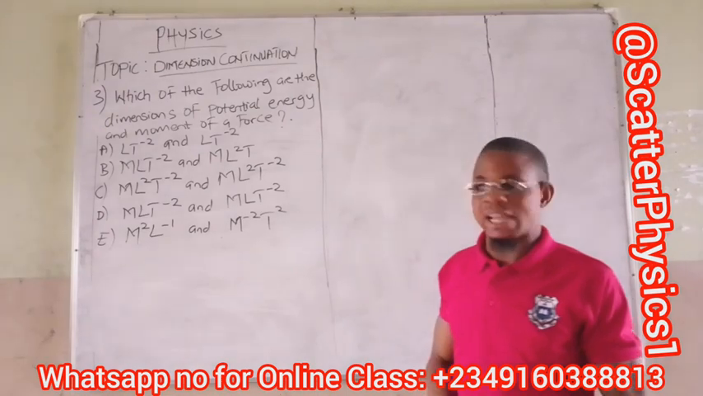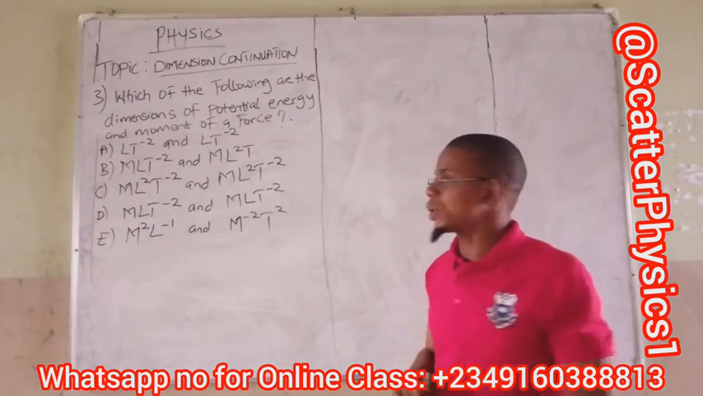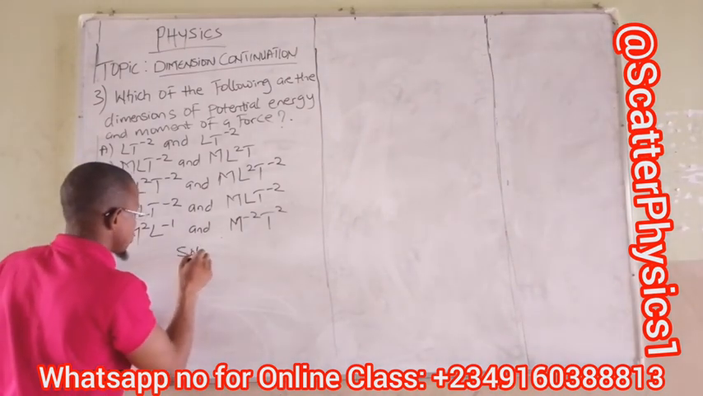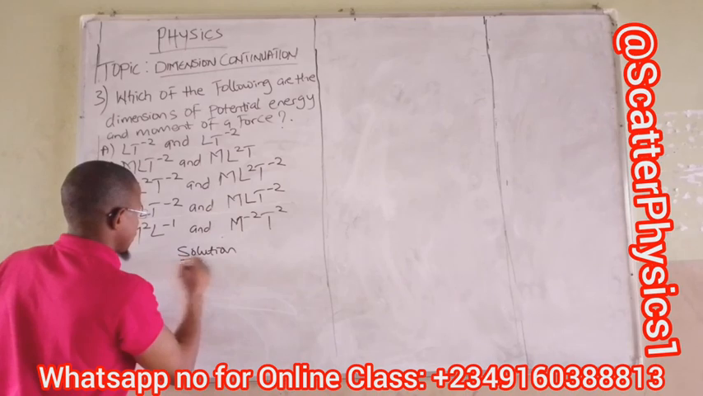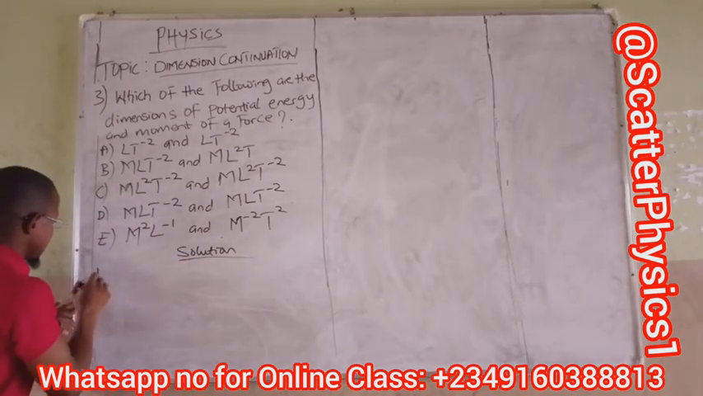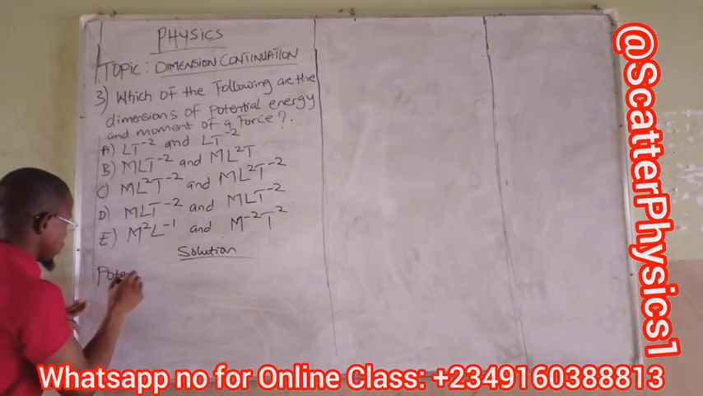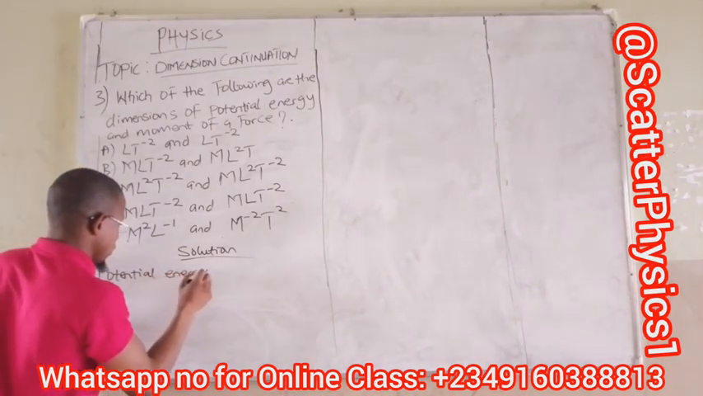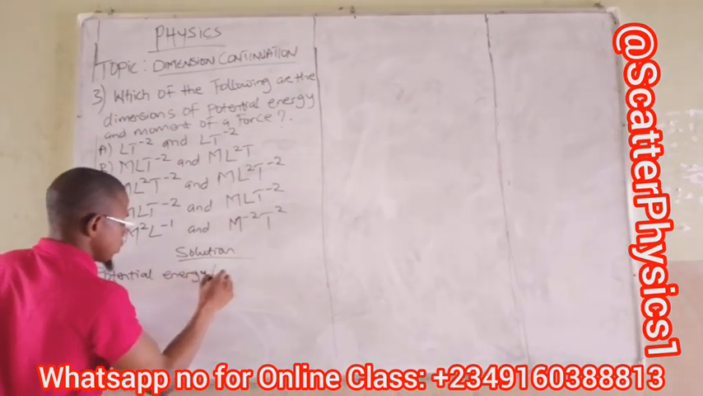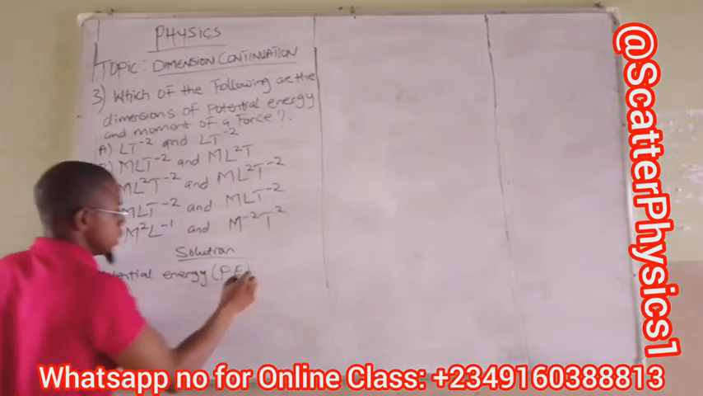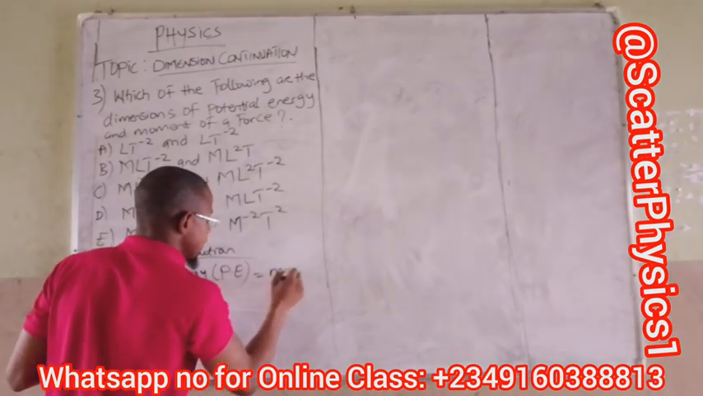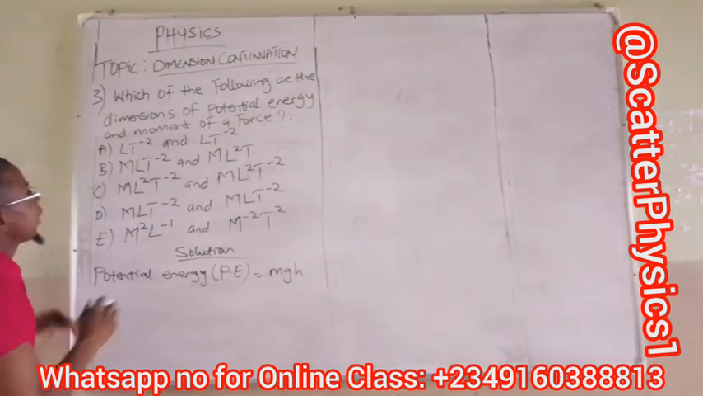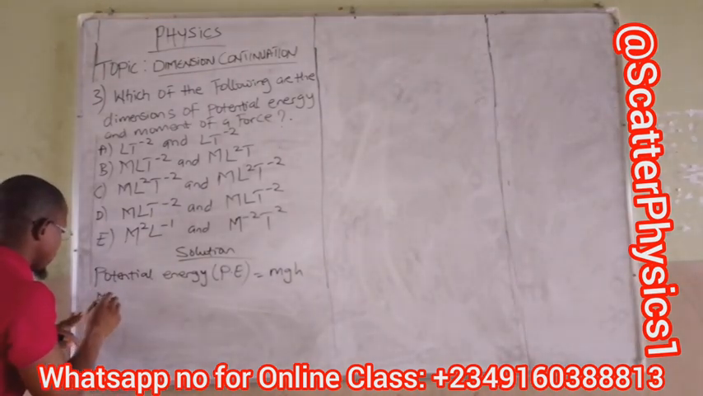We don't know the answer yet. When we finish solving, then we will be able to know the answer. So we go straight to our solution. We have potential energy, PE, is equal to what? The formula for potential energy is mgh. Then we have the formula for moment of a force.